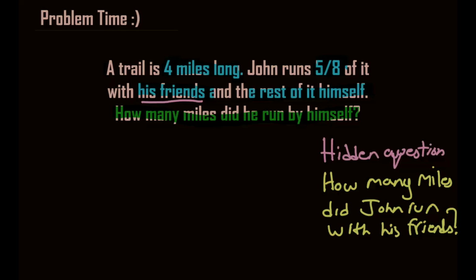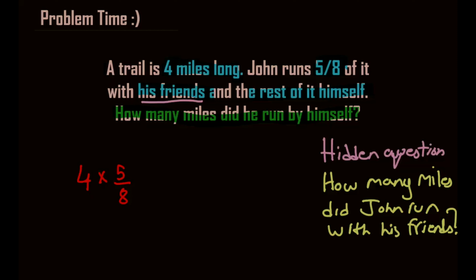First off, to find how much he ran with his friends, we need to multiply 4 times 5/8. So we're going to do 4 times 5/8. Why are we doing this? Well, that's because we need to figure out how many miles he ran with his friends. This is how we do it.